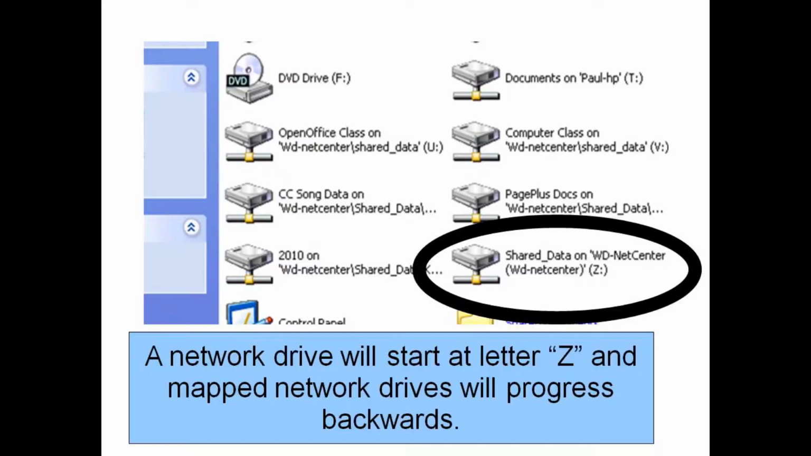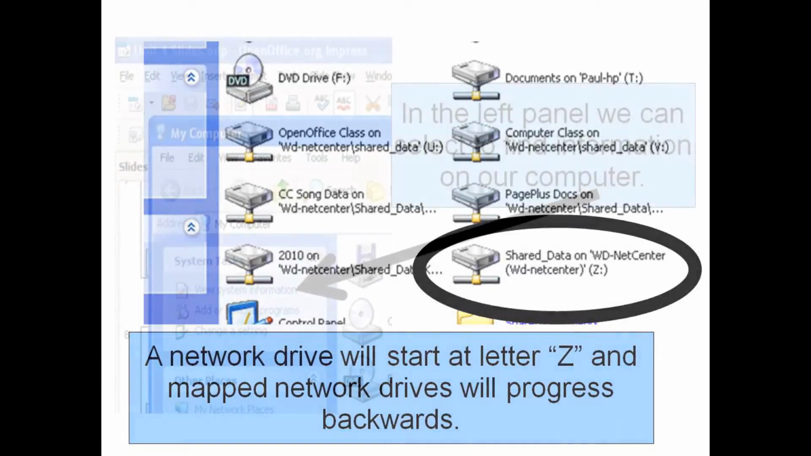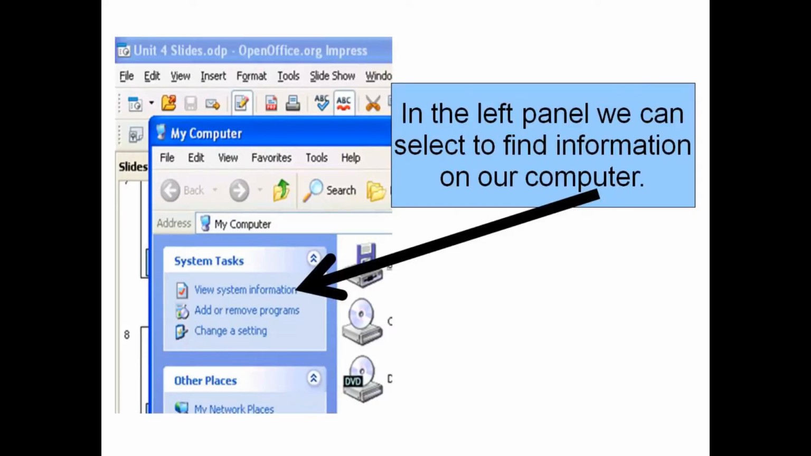Now that you have learned what the meaning is of the different drives in My Computer, there is a link on the left side of the window that should be able to help you view system information. Now, once you click on this, it'll open another window.